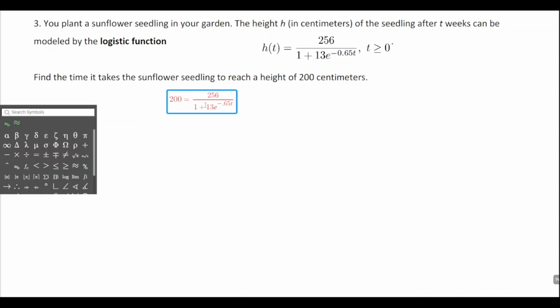So first things first, I'm going to multiply both sides by this denominator just to clear up that fraction. So I get 200 plus, because 200 times 1 is 200, 200 times 13 would be 2600, e to the power of, same power, that doesn't change, equals 256. So at this point, I can now subtract 200 from both sides. Get rid of that 200, and 256 minus 200 is 56. Now I can divide both sides by the 2600.